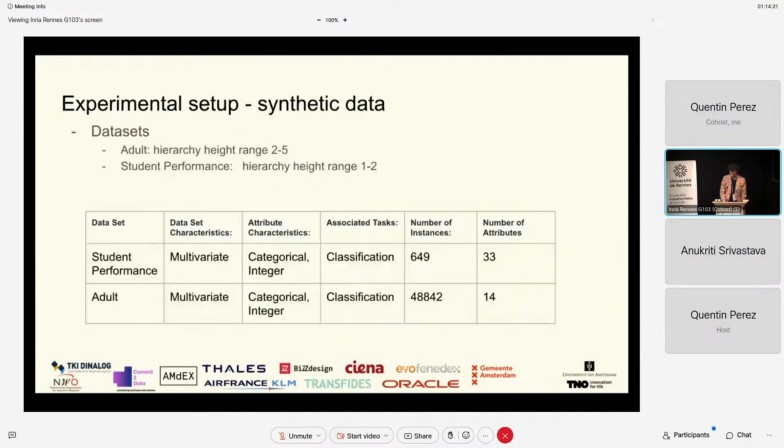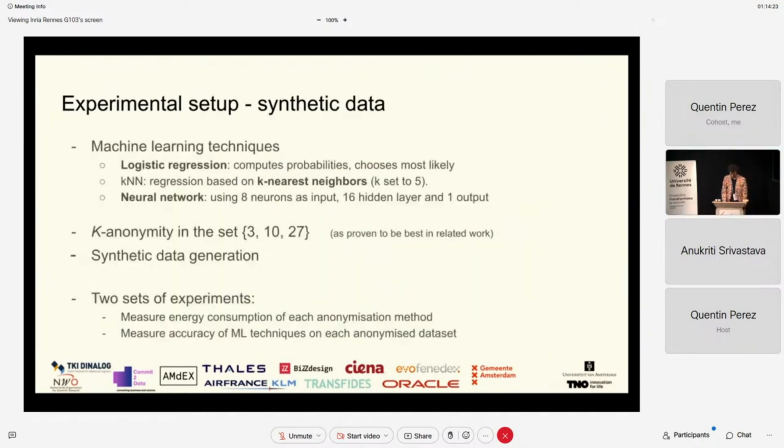So then we use those 2 data sets and the following machine learning techniques: logistic regression, k-nearest neighbors, and a simple neural network. And we use the k-anonymity values of 3, 10, and 27, as the earlier work presented last year showed that those lead to the lowest loss or maybe even an improvement in the accuracy.